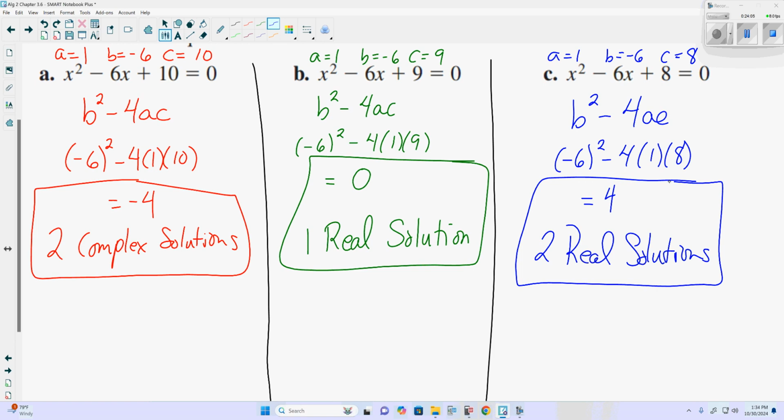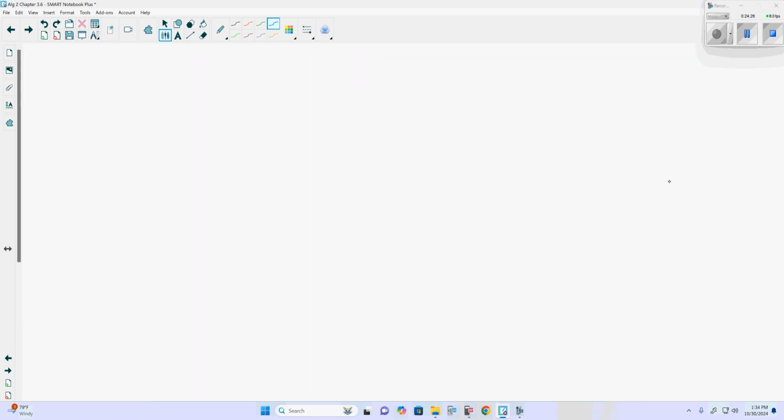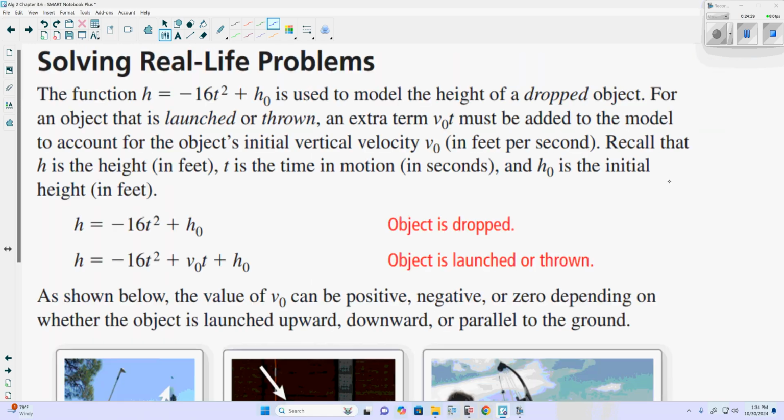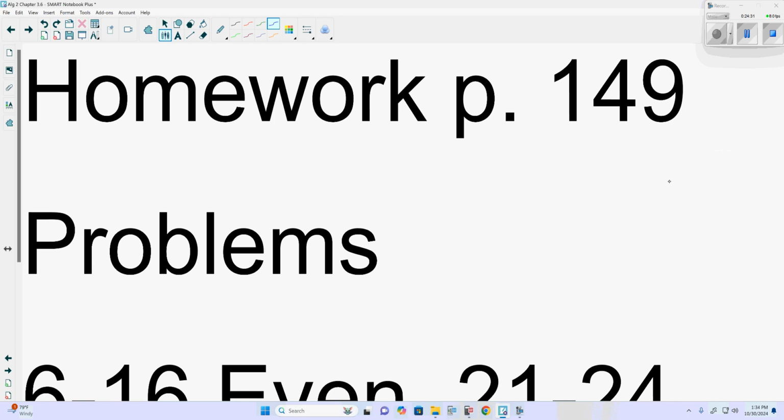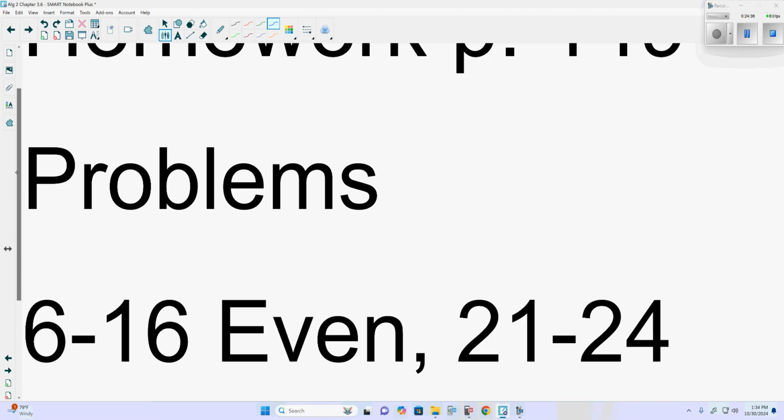Questions about the discriminant and how we determine the number and type of solutions that we have? We good with this here? Do we need to see another example of finding the discriminant, number, and type of solutions? We feel good with this here. All right. In that case, your homework assignment is 6 through 16 even and 21 through 24 all.